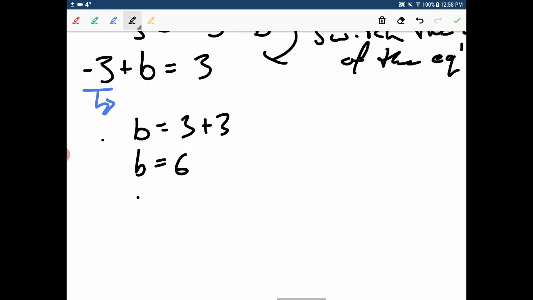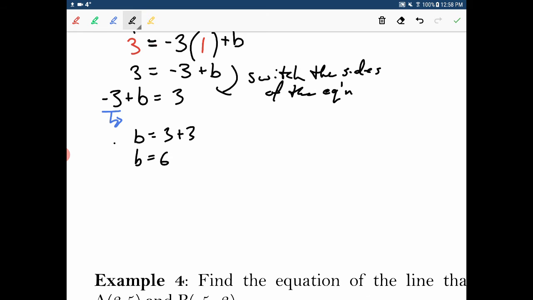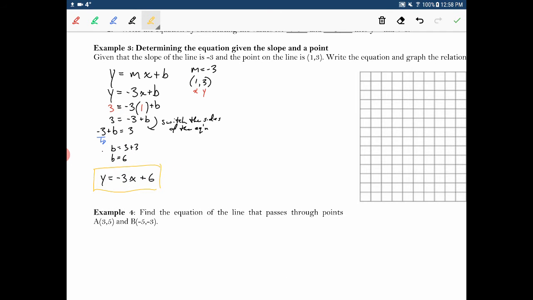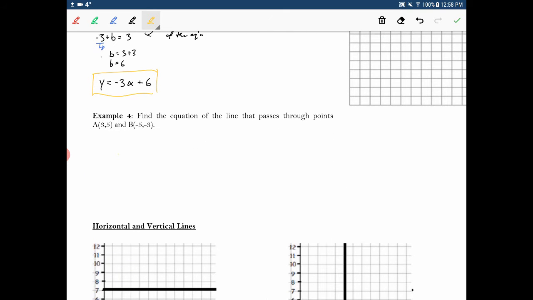Once we have b, we're basically good to go. We just rewrite y equals, we had a slope of -3, and we replace our b with 6, and that's our final answer. I've got a graph there. I was going to graph it, but this video, especially because I split it up into two, is getting a little long, so I'm going to gloss over that.